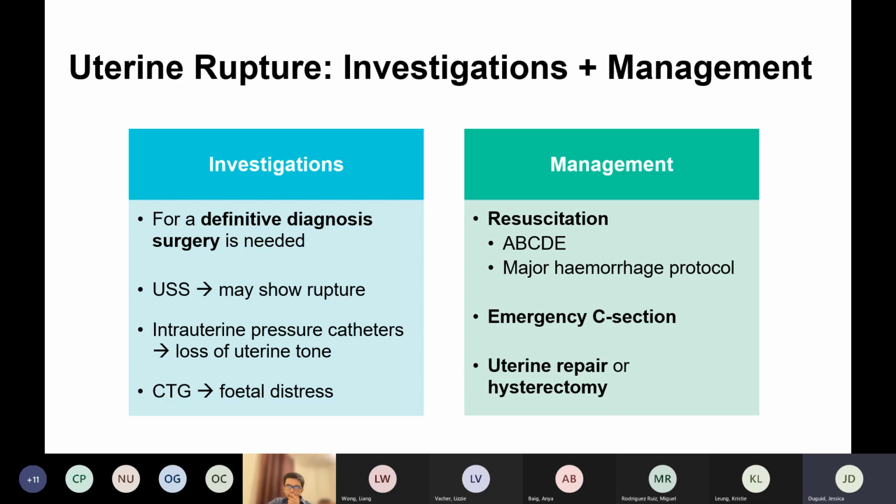However, because it's an emergency, you shouldn't waste time with any of these. If you suspect it, you just go straight to surgery. Which leads on to the management. Can anyone think what the management might be?